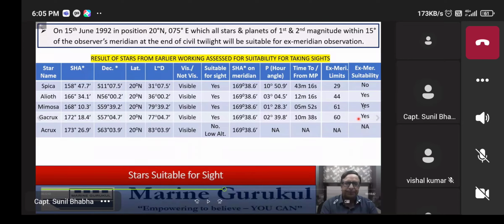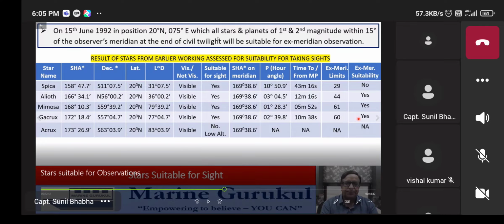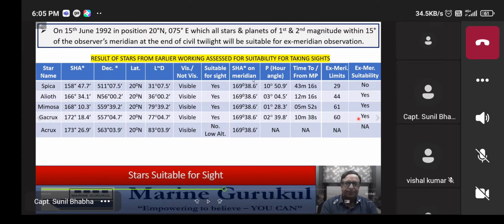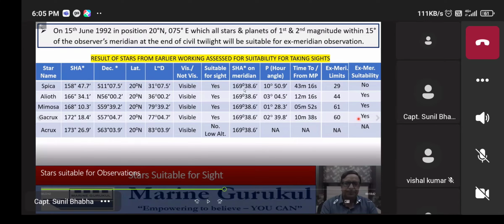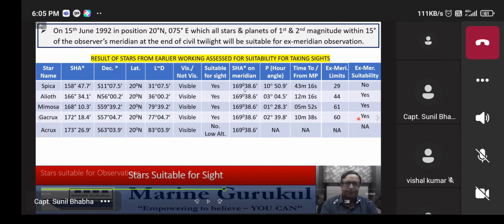Now have a good look at the table, beta. Let me know any doubts coming anywhere. Sir, SHA on meridian, from where it came, sir? Beta, when we solved this question, the first thing which we obtained was the SHA of an imaginary star on our meridian, right? Yes, sir. This is that same SHA. Okay, sir.